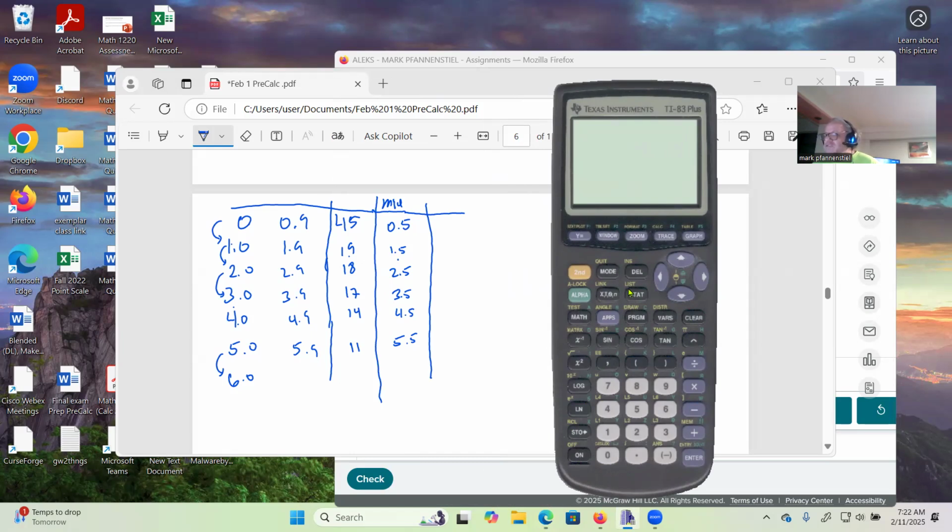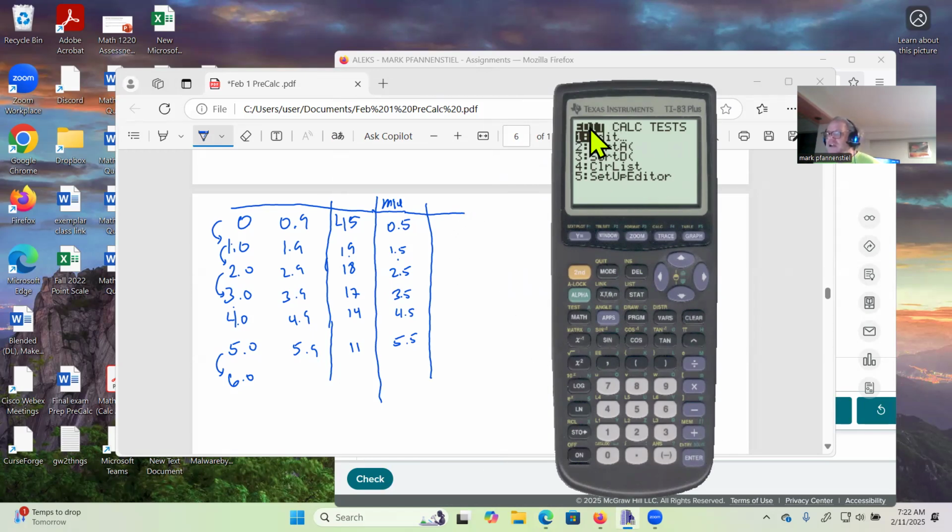Okay, so what we're going to do is we're going to go to stat, and unfortunately, this whole class has kind of turned into how to use your calculator. But in the interest of not doing all of the tables that we used to do, I can kind of appreciate that we use the calculator for a lot of this.